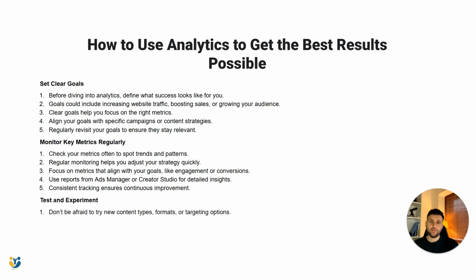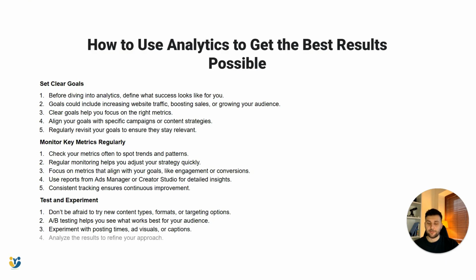Also, make sure that you test and experiment. Don't be afraid to try new content types, and don't think like everything just has to be planned out and perfect. It isn't and it won't be, and you have to test in order to see what's working and what's not. A/B testing helps you see what works best for your audience. Experiment with posting times, visuals, or captions. Also, analyze the results to refine your approach. One very important piece of advice: small changes can lead to big improvements. Okay?